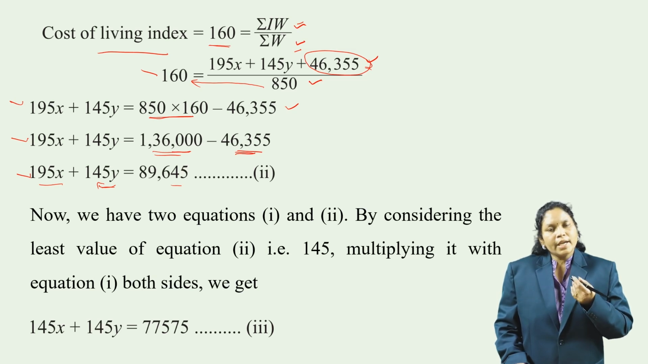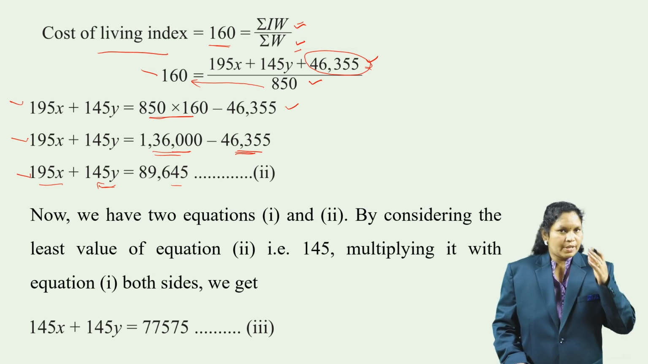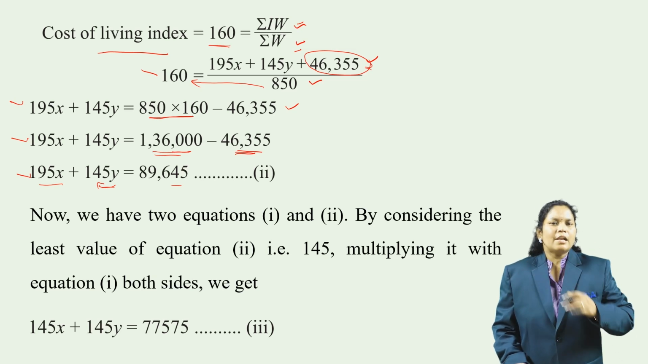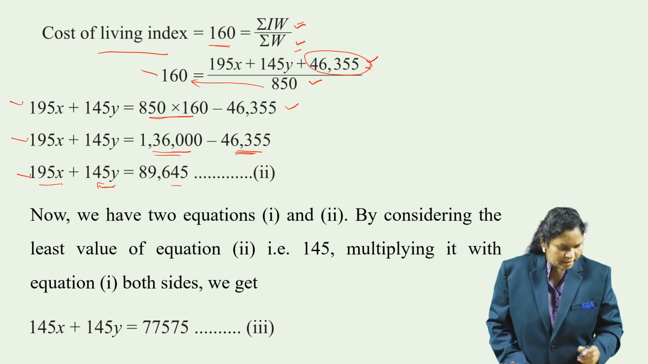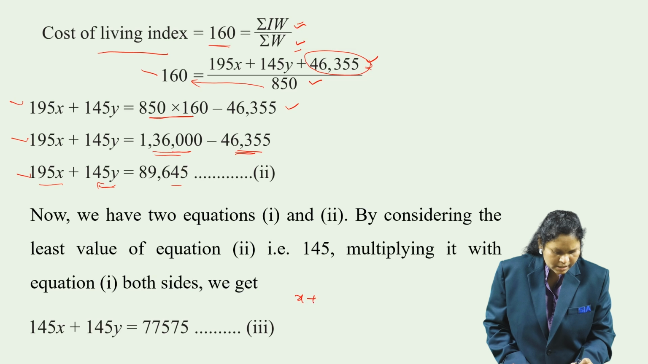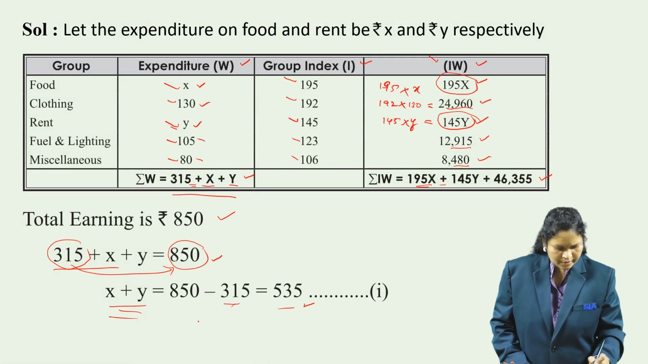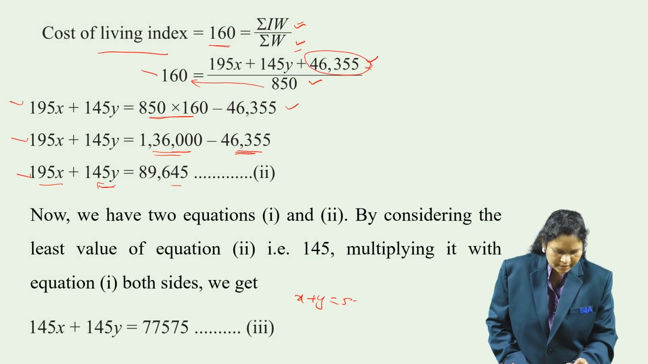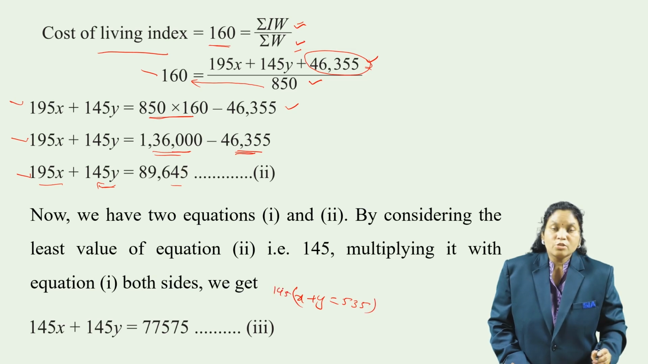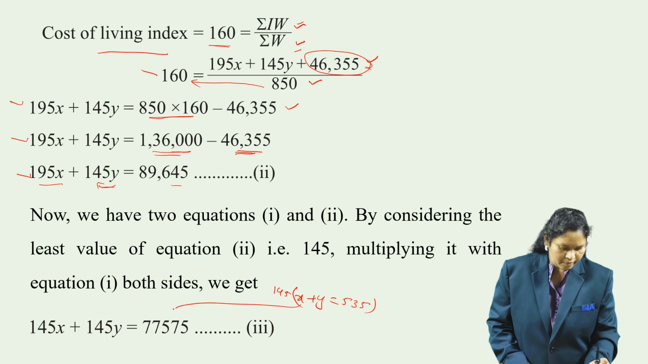So whenever we are operating on something new, we have to multiply the entire equation. So for x, y and the right hand side value, everything we have to multiply with 145. Check it out here as I am writing. The first equation, x plus y is equal to 535. For that, you have to multiply with 145, both the LHS and RHS. So I have multiplied and I have got this answer.